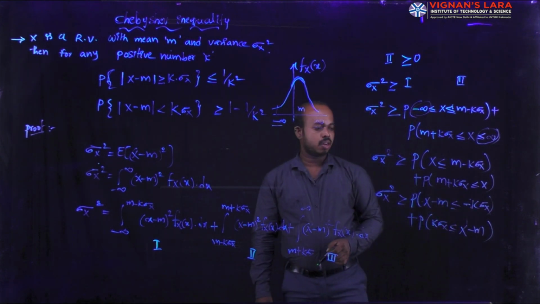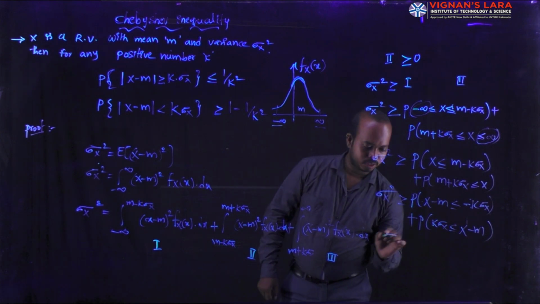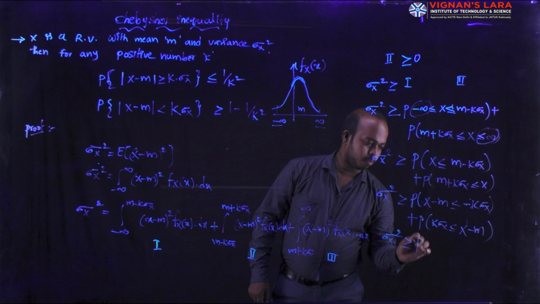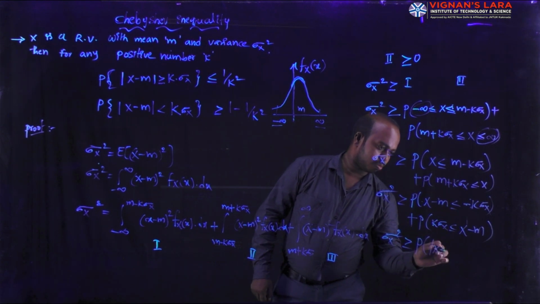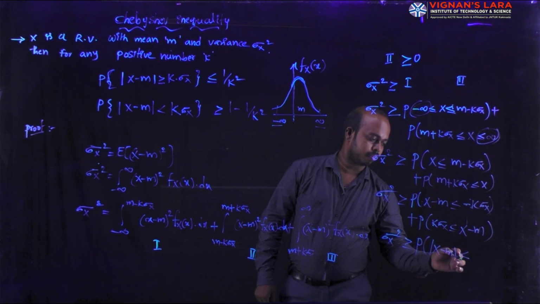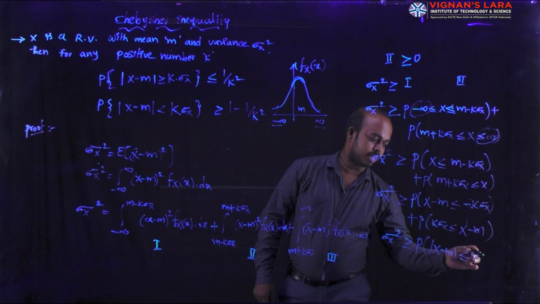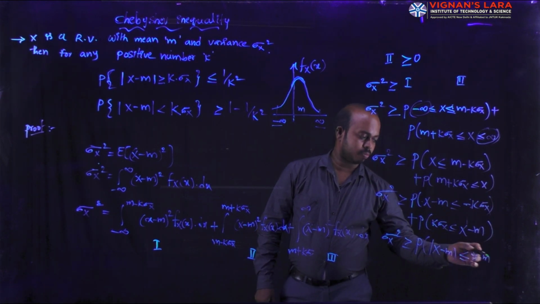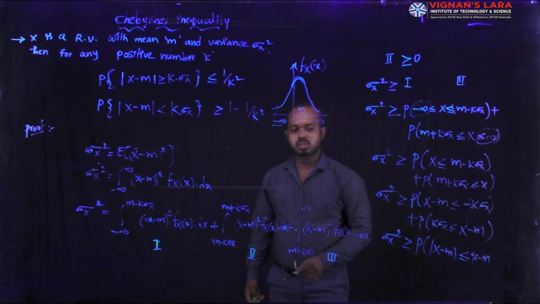Finally, we can write sigma_X square is greater than or equal to the probability of modulus of x minus m, the value being greater than or equal to k sigma_X. The remaining thing we have to discuss in the next class.